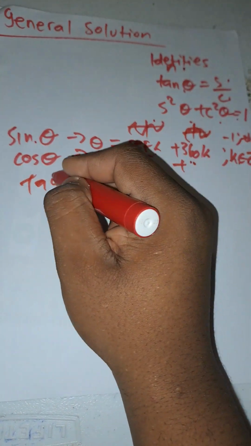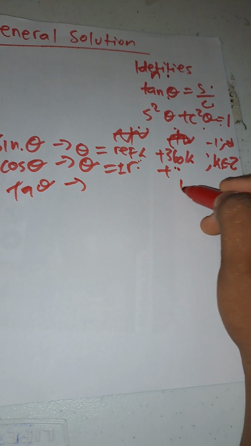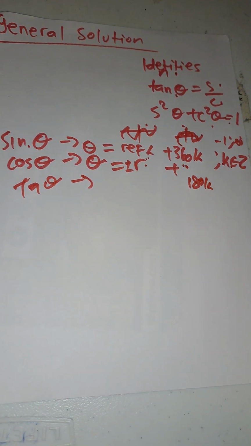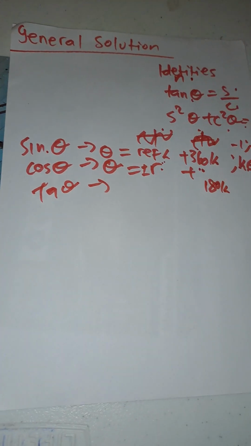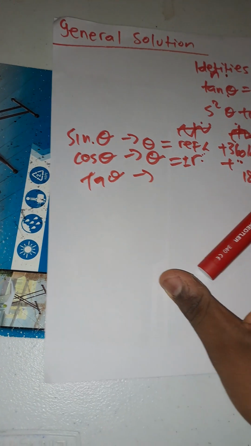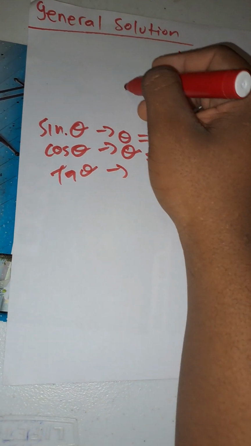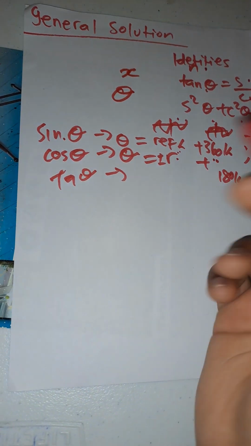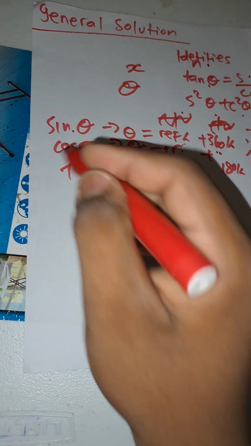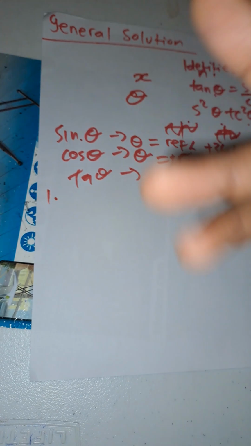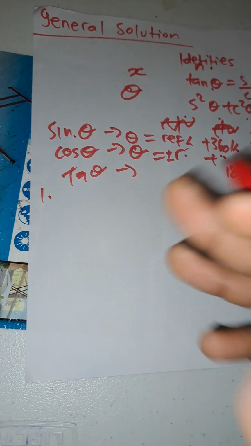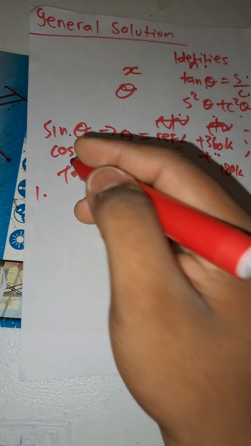And then tan theta, same thing, but it is 180k, because you know the period of tan is 180. So let's do the first example. The main thing that you want in general solution is to find the value of theta. Sometimes they can write x. I'm going to show you only 3 different examples, and then from there I'll do different trig equations.